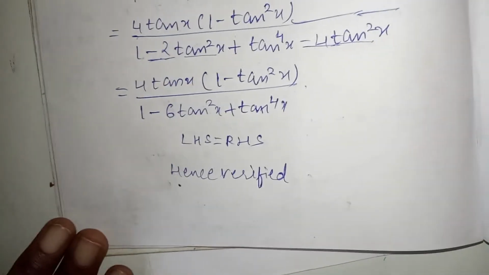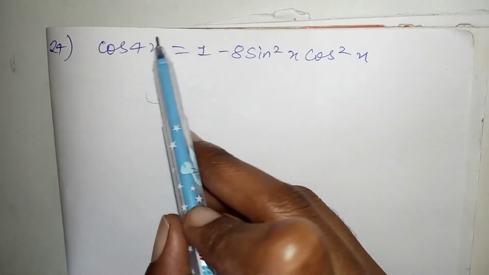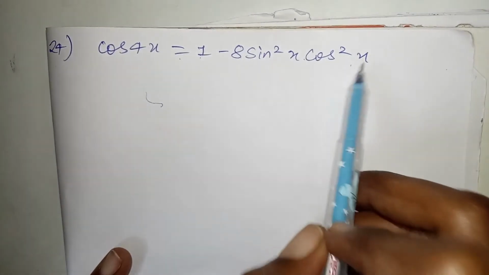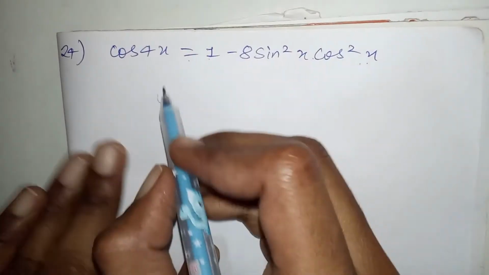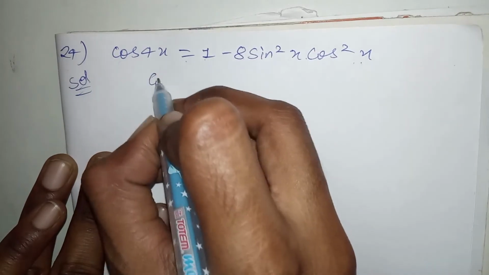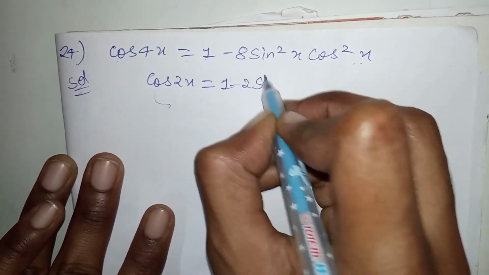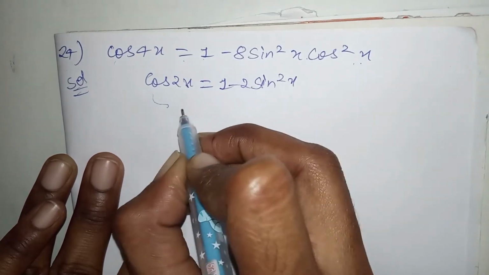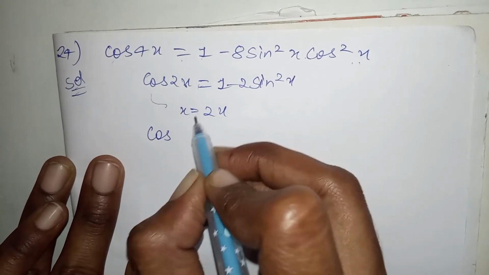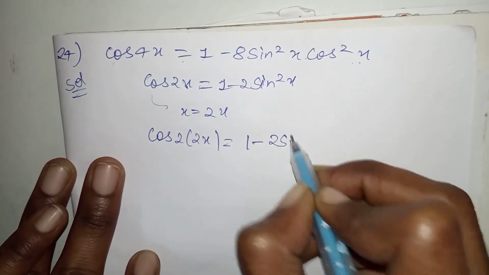Let's go to 24th question. So 24th question is what? Cos 4x is equal to 1 minus 8 sin square x cos square x, right? So first let us proceed the question. Start the solution. So first we know one cos 2x formula, that is what? 1 minus 2 sin square x. So when we keep in place of x, that is 2x, so it becomes what? 2 and 2 sin square.